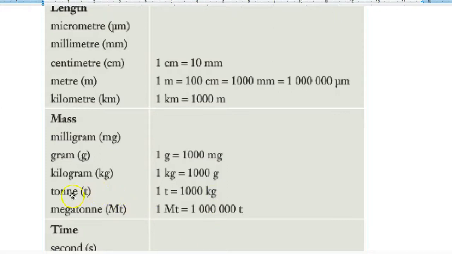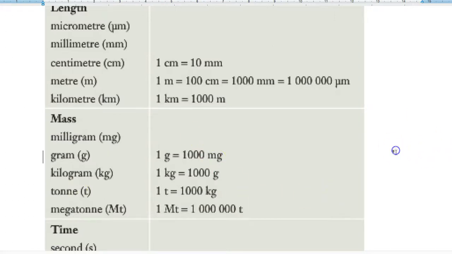Okay? And megatons. What does the word mega mean? A million. So a megaton is 1,000,000 tons. Do you get it? Yep. If there was such thing as a kiloton, what's a kiloton? How many tons? 1,000. Because the word kilo means 1,000. The word mega means 1,000,000.